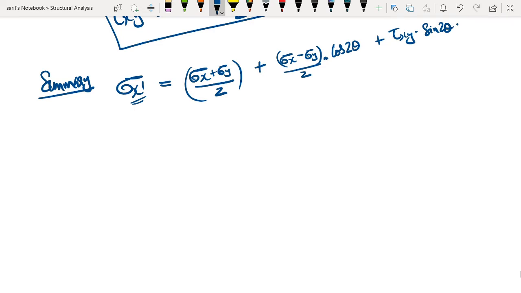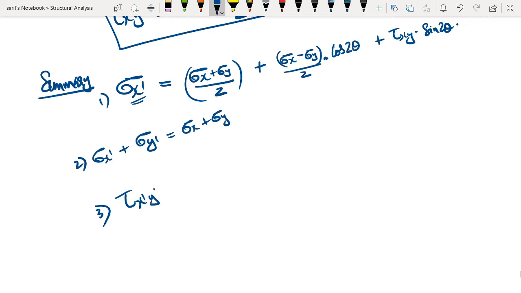Now, once you know sigma x dash, sigma y dash can be found out from this relation, that is sigma x dash plus sigma y dash is equal to sigma x plus sigma y. So this is the first formula and this is the second formula. Third formula is for tau x dash y dash. How do we find this?